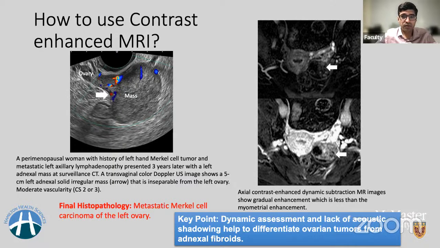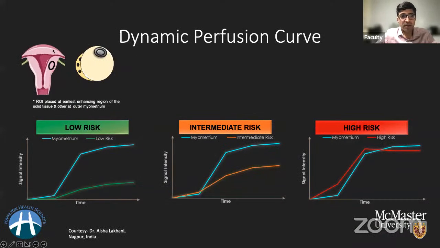So what is this dynamic perfusion curve? This is an infographic from our exhibit, as I described at the start of the presentation. What you have to do is look at the 30 to 40 seconds of the post-injection contrast phase, the time point which coincides with the peaking of contrast enhancement, and place the ROI in the solid component of the ovary. Low risk curves are nothing but this: the blue is myometrium and green is low risk, so the lesion does not enhance as much as the myometrium.